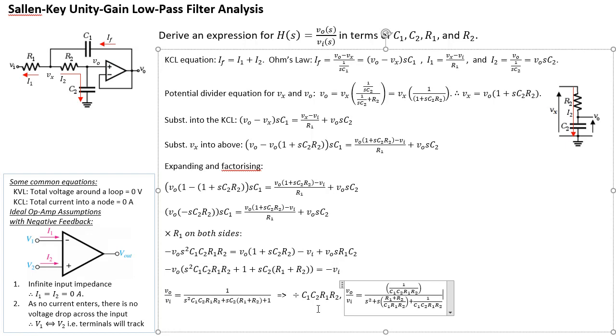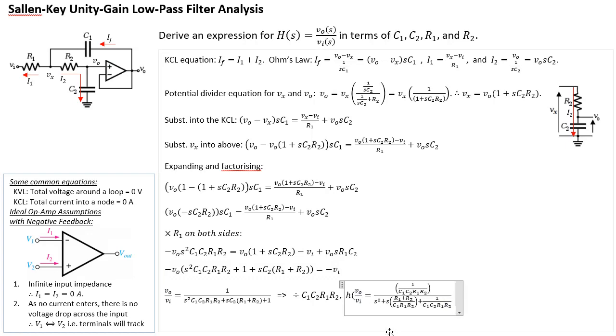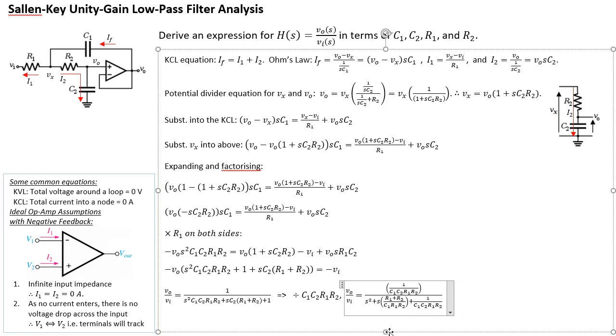So that's the final answer, all right? So that's basically H of s. So I'll just add that over here. So therefore H of s is equal to VO of s over VI of s. And this is the final expression.